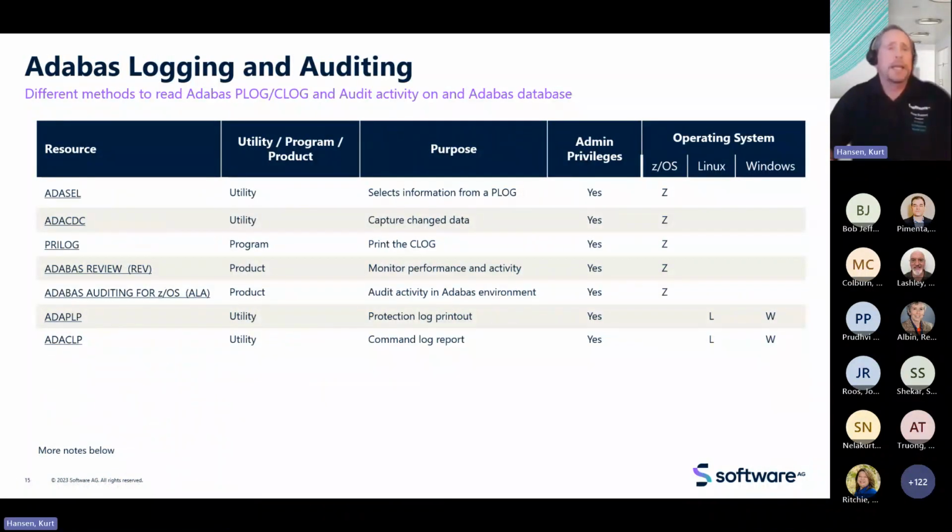So now switching over to Adabas. Of course, on the mainframe and on Linux and Windows, everybody knows protection logging and command logging. Protection logging is obviously to save off in case you have to recover the database. Command logging is if you want to see what's going on with the access to the different files. What some people don't realize is we actually provide utilities with which you can interrogate the protection log and command log. We provide them on both z/OS, and we also provide them on Linux and Windows. On Linux and Windows, it's ADAPLP and ADACLP.